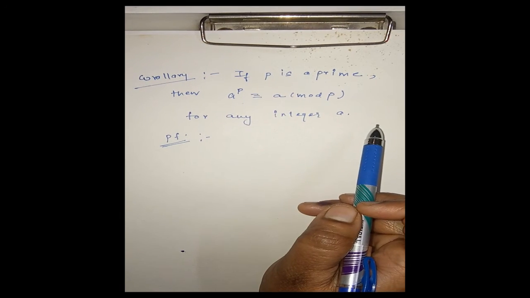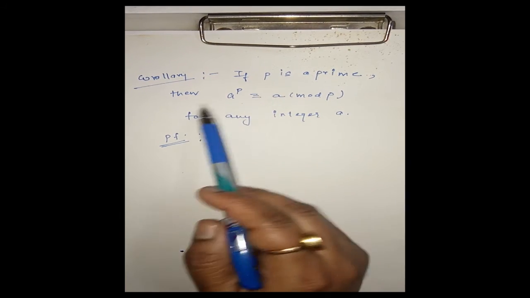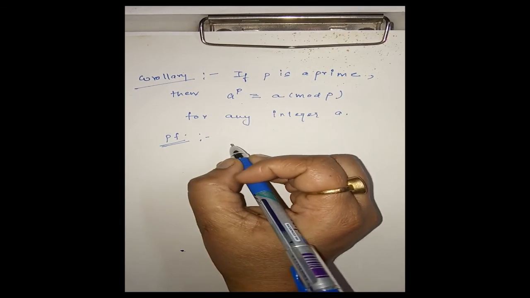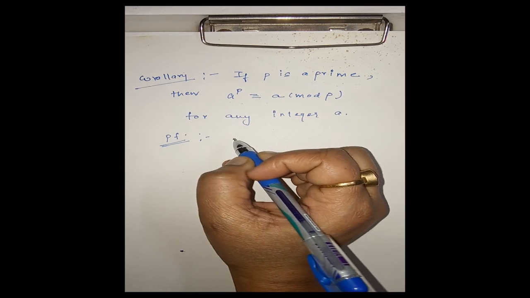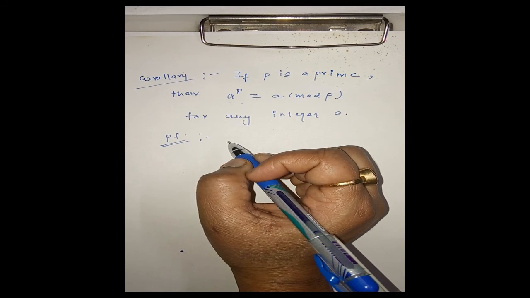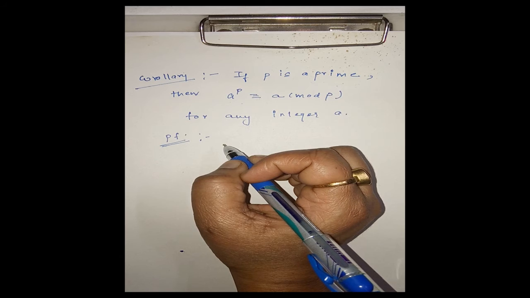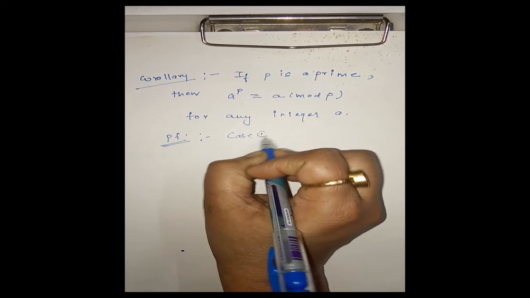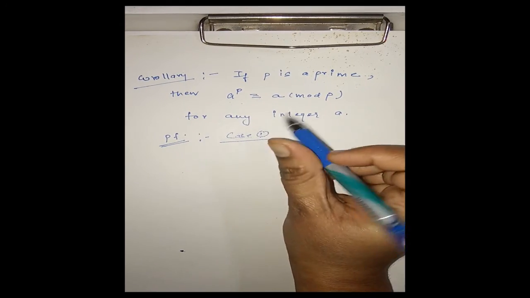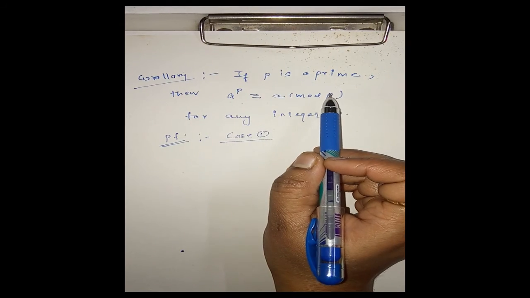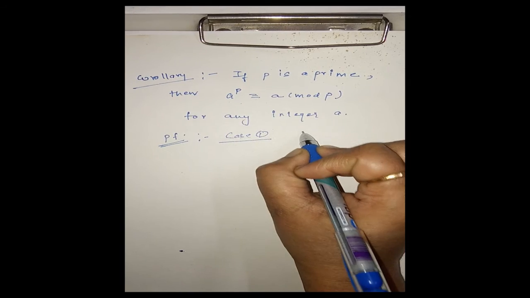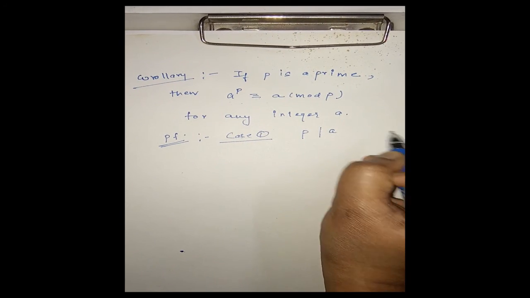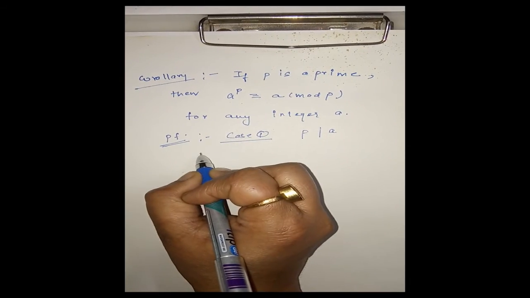Now we are going to prove this statement. If p is prime, then for any integer a, a power p is congruent to a modulo p. We will consider two cases here. First is p divides a, or p does not divide a. Since we have no condition in the statement, we will prove by considering two cases. Case 1: p divides a.